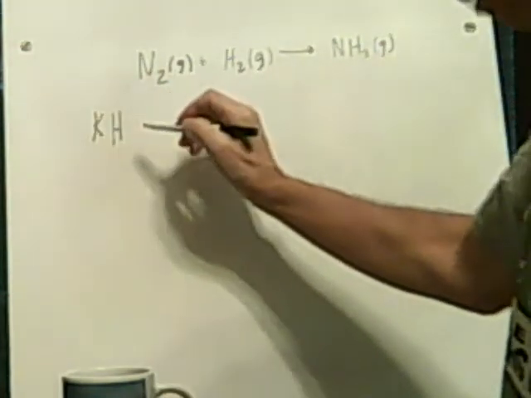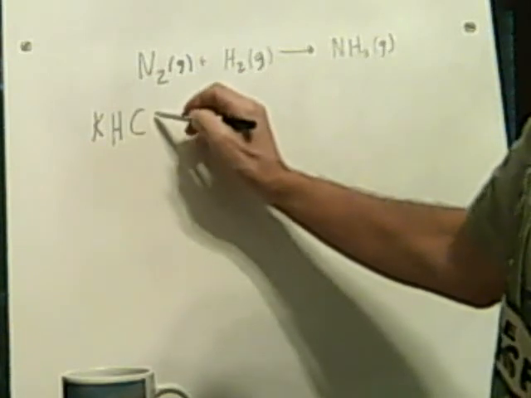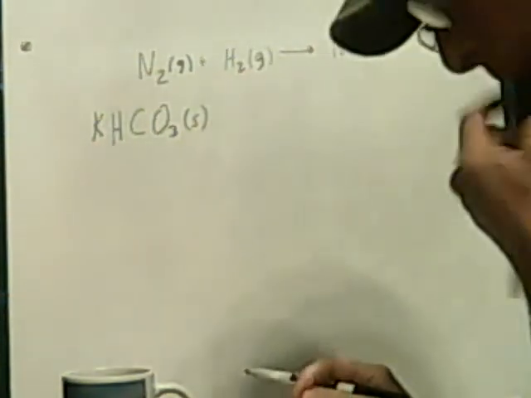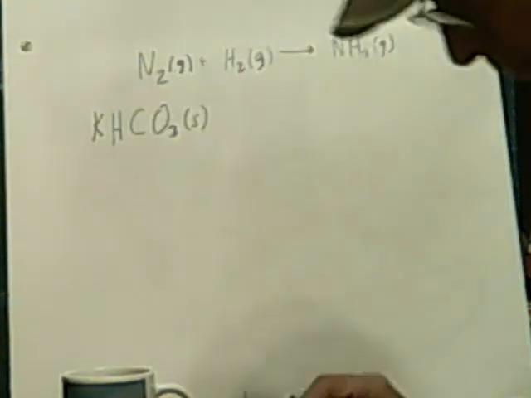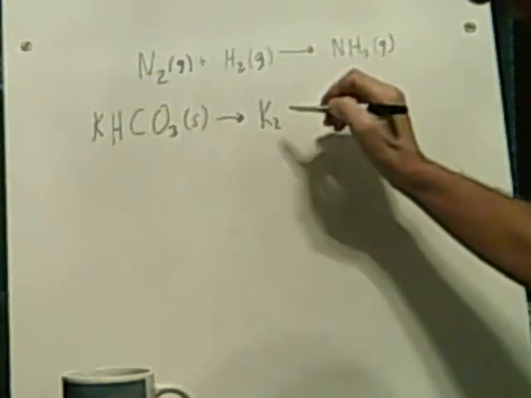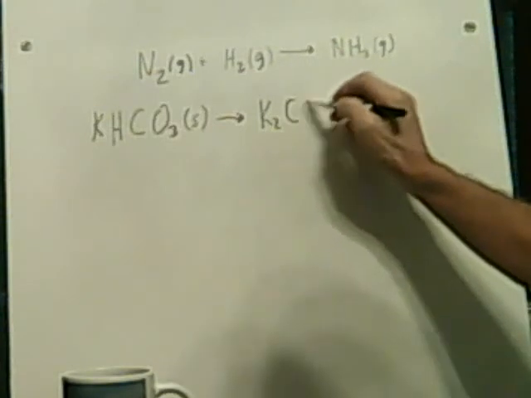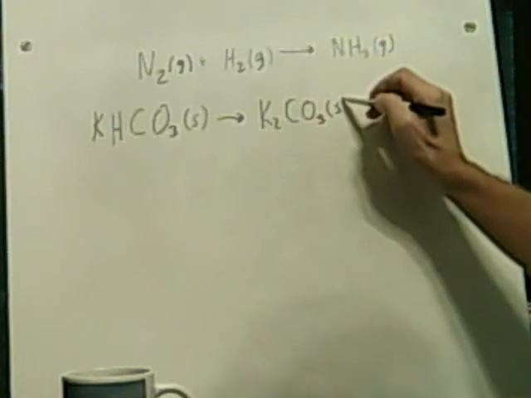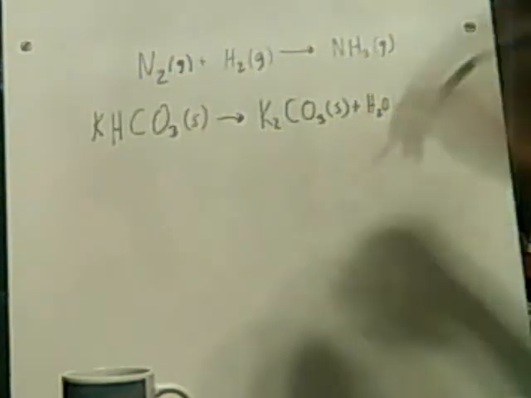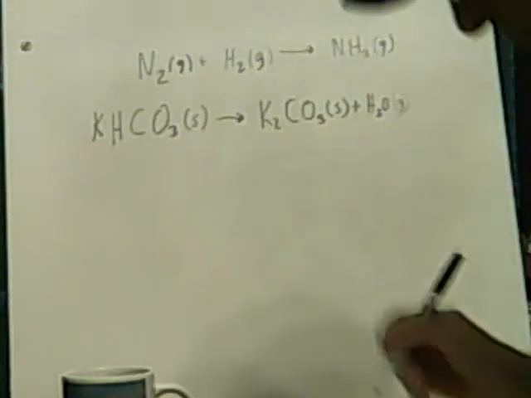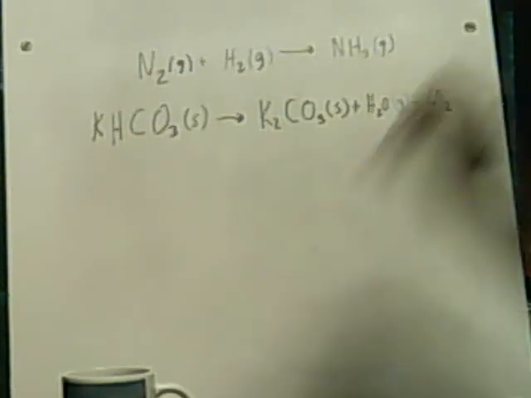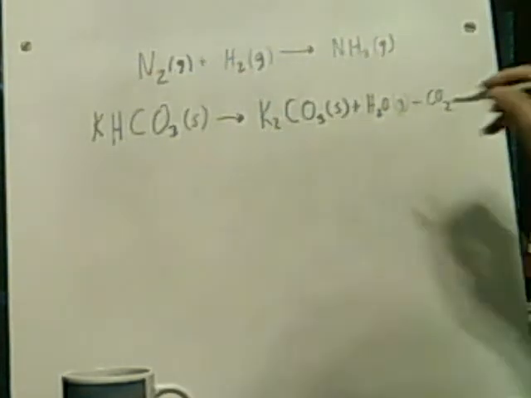Potassium. This looks like a carbonate, but I'm not sure how to say that. Potassium hydrocarbonate? Anyway, this reacts to form potassium. This is obviously not a balanced equation. To form potassium carbonate plus water. In this case, the water is a vapor. It just means that there's enough energy in this reaction. Plus carbon dioxide, which also is a gas.